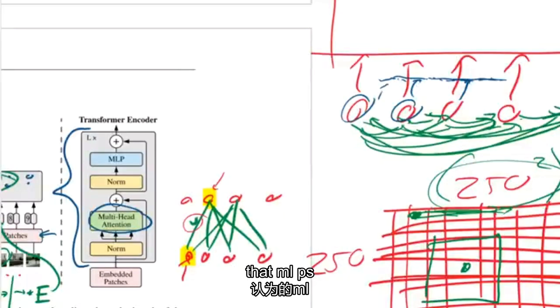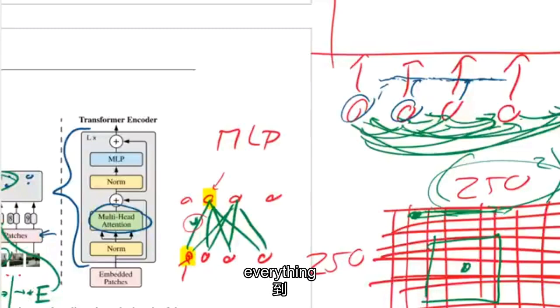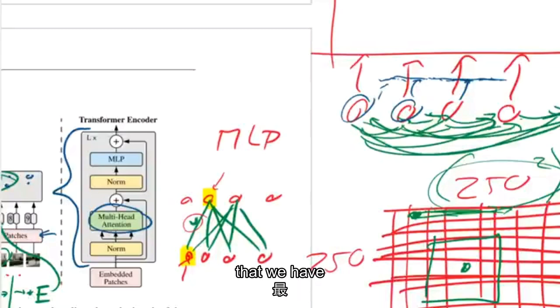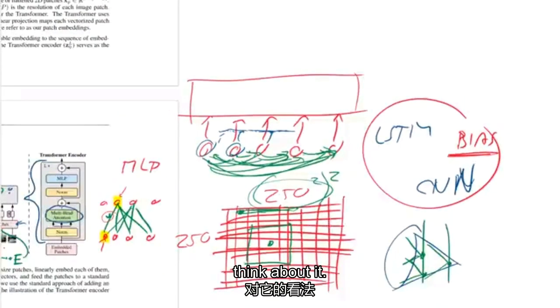People think that MLPs are the most unbiased thing ever because everything's connected to everything. No, transformers are actually more general because not only is everything connected to everything, but these connections are always computed on the fly. So a transformer is like the most general thing there is in terms of deep learning that we have right now that we can train. Yeah, I'm making bold statements, but that's how I think about it.